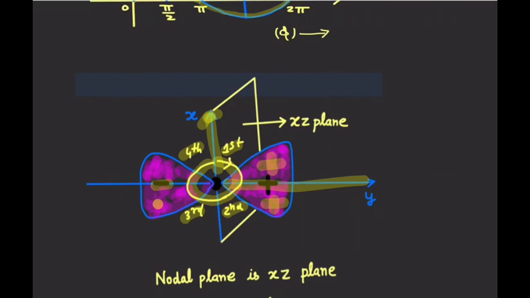So that's why we are saying that the right hand side lobe is positive and the left hand side is negative, and when we pass through the origin from one lobe to the other, the sign is changing. Because of that we are saying that the 2py orbital is unsymmetric.